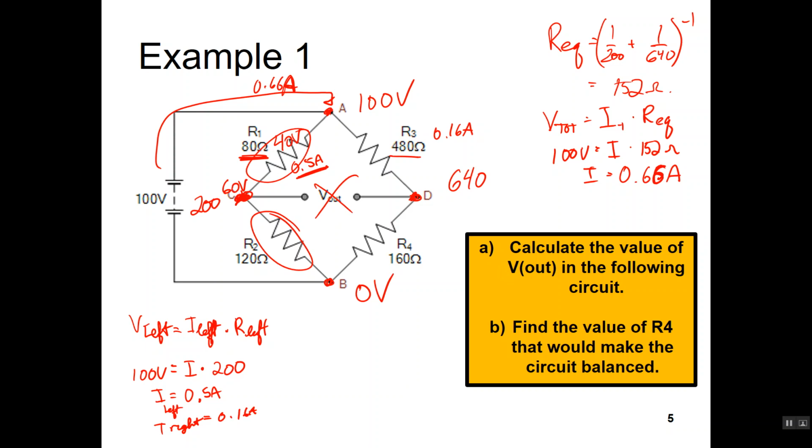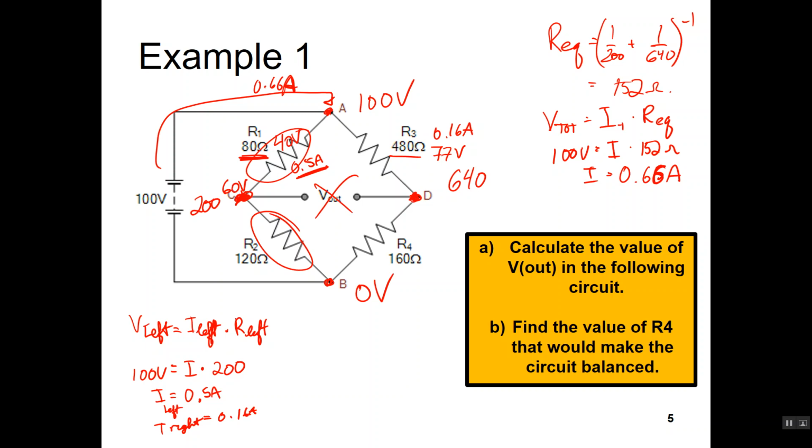So can someone calculate that? I can't do that one in my head. 1/6 of that. 80? 76.8. So let's do 77. So there's a 77 volt drop across that first resistor.